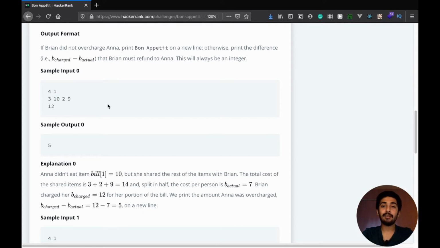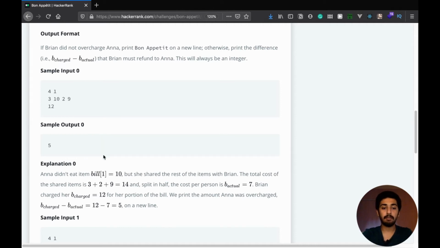If we calculate the bill that way, we'll have to sum up 3, 2 and 9, which is 14, and then divide it by 2 because they're splitting the bill. So Anna has to pay 7, but this last number that we're given is the amount that Anna has paid. So she has paid 12. So Brian needs to refund her 5, because Anna had to pay 7 but she paid 12.